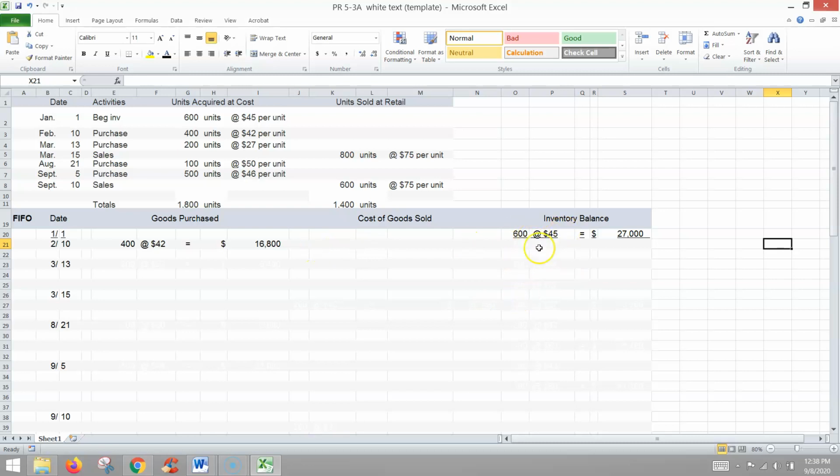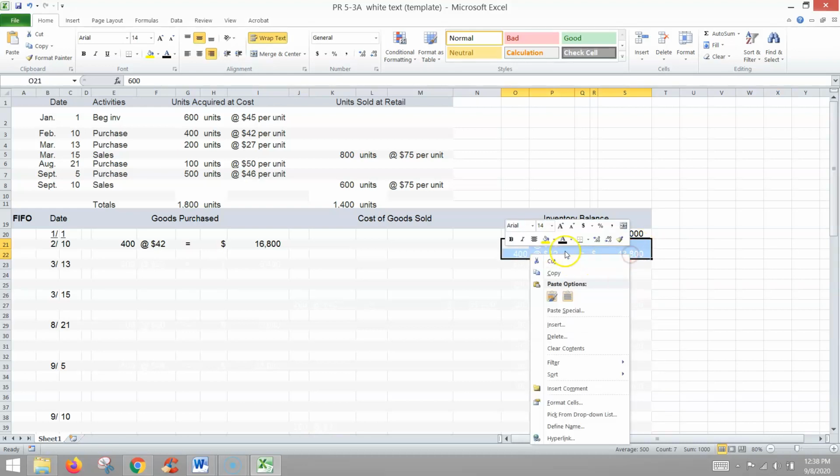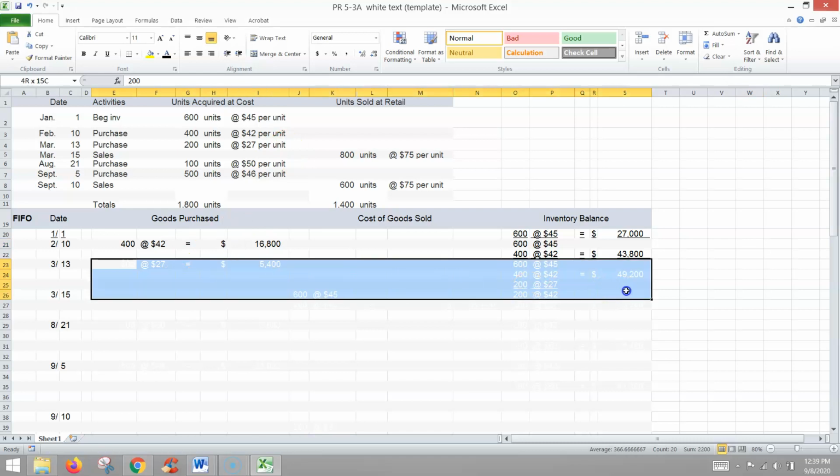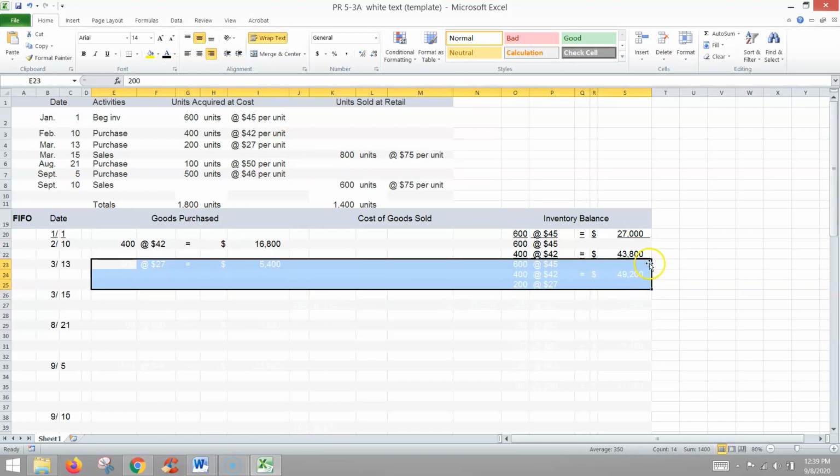So we still have 600 at 45, but now we also have 400 at $42. So we have two costing layers, two different costs, at a total of $43,800. On March 13th, we're going to make another purchase, 200 units at $27, and then we're going to add that to our inventory balance.